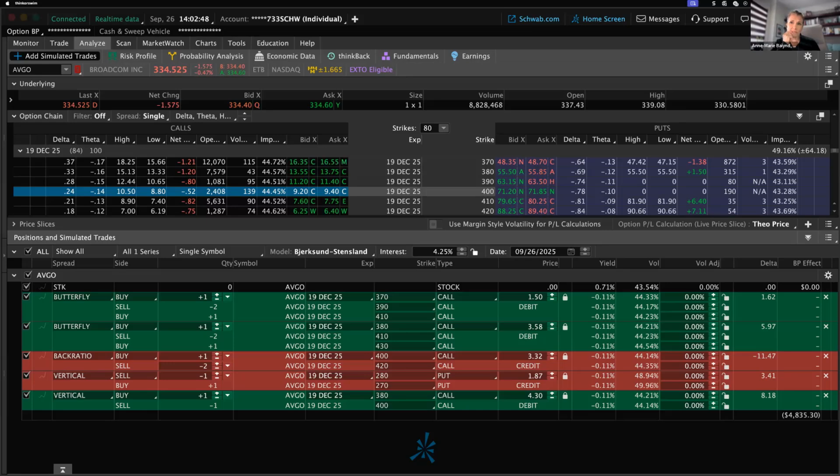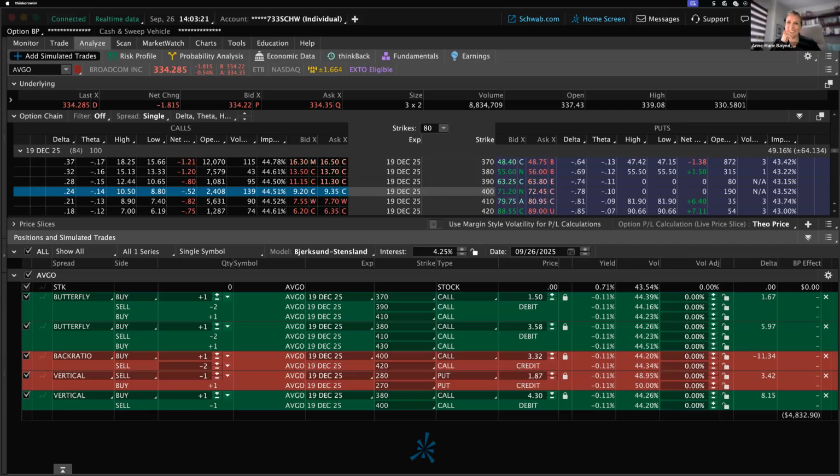I learned your style of back ratio, which I was not aware of. It's very interesting the way you do it. I've always done it differently. I actually did one and sent it to a friend of mine who was convinced Nvidia was going to crash this week. So I did it differently. He wanted to be able to make a lot of money, but not risk.